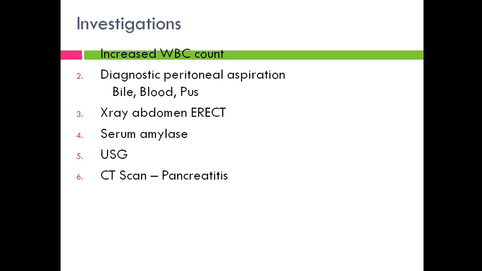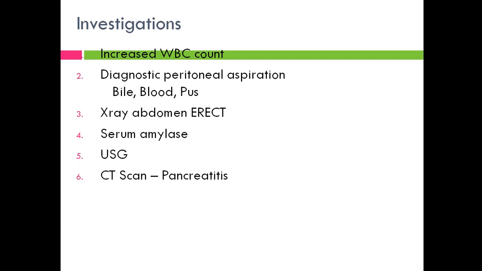Now when you search for the cause of peritonitis, it's mostly secondary peritonitis, especially in a patient who is a smoker, who is an alcoholic, with upper abdominal pain, diffuse guarding. When you suspect a gastric perforation or a duodenal perforation, the first investigation you order is usually an X-ray of the abdomen, both erect and supine, where you may detect gas under the diaphragm, or we call it the pneumoperitoneum.